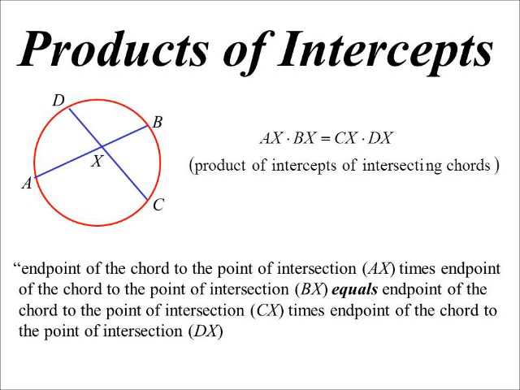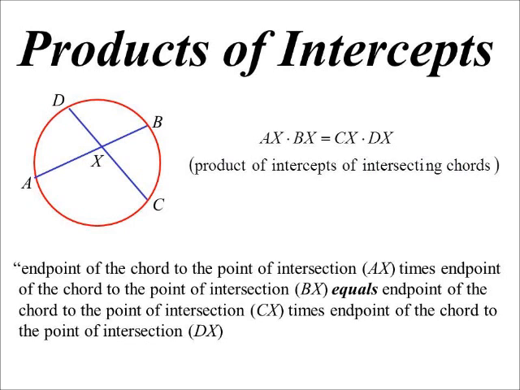Alright, so let's just have a look. So you've got chord AB. The endpoint of the chord A to the point of intersection X, endpoint of the chord B to the point of intersection X. So on that chord, AX times BX. And that's going to be the same with the other chord: endpoint of the chord C to the point of intersection X times endpoint of the chord D to the point of intersection X.